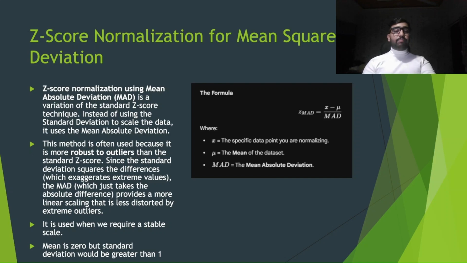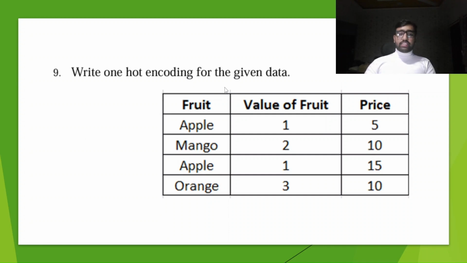In the third step, we find the mean of this absolute deviation, and then we put all the calculated values in the formula to get the answer.